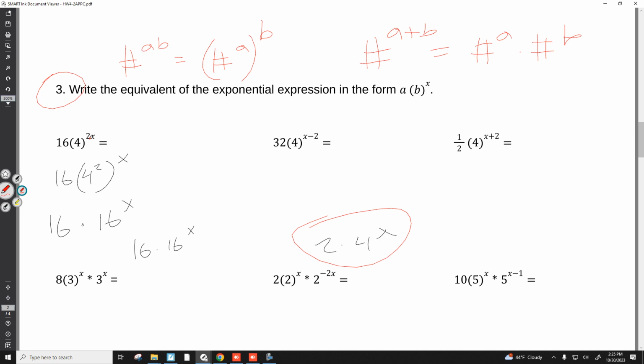I am going to write this as 32 times 4 to the x times 4 to the negative second. I'm going to leave the 4 to the x because I can't multiply anything by 4 to the x. I'm going to multiply 32 and 4 to the negative second together. 4 to the negative second is 1 over 16. 32 times 1 over 16 is 32 divided by 16. That's how I get 2.